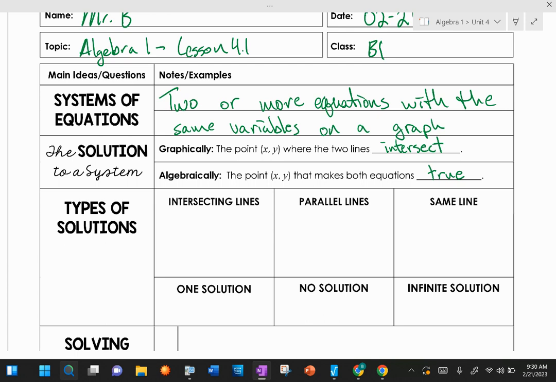What makes an equation true? If I plugged in x and plugged in y to a linear equation, what makes that equation true? Why are we plugging it in? No, we are trying now.